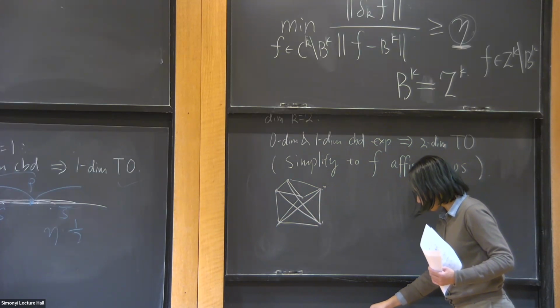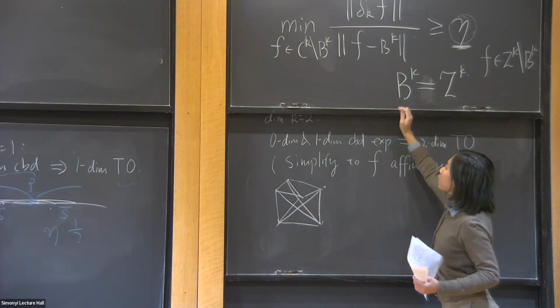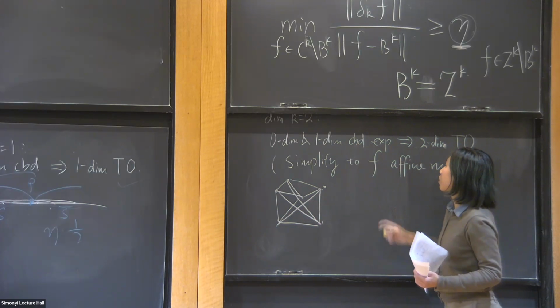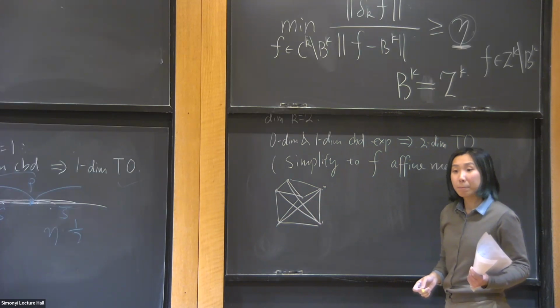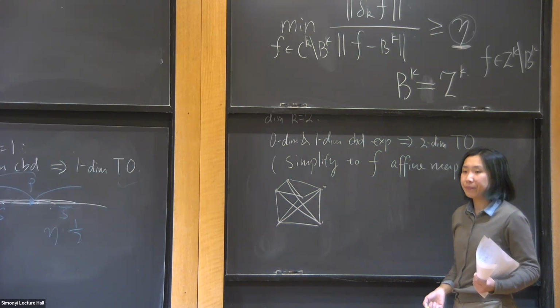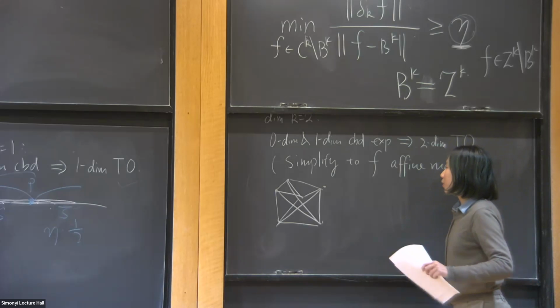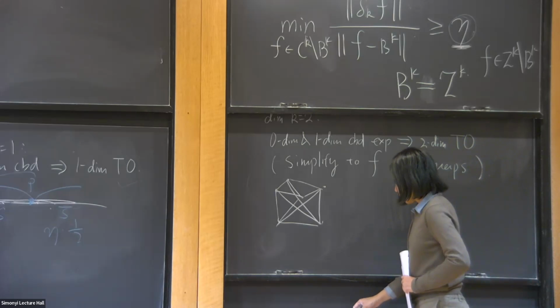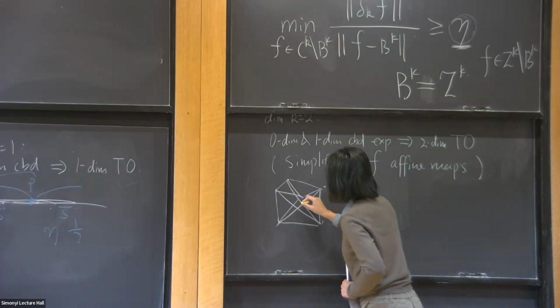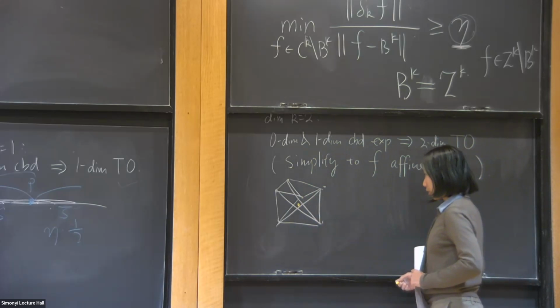So one thing to note here, I just wanted to give some intuition. Why is this related to coboundary expansion? Just to complete this picture, what you want is a point in the plane that exists in a constant fraction of the triangles. So we want to find a point that basically lives in a constant fraction of the triangles.